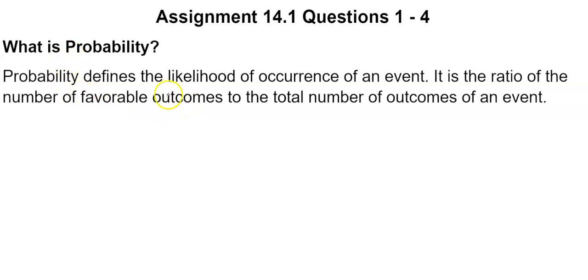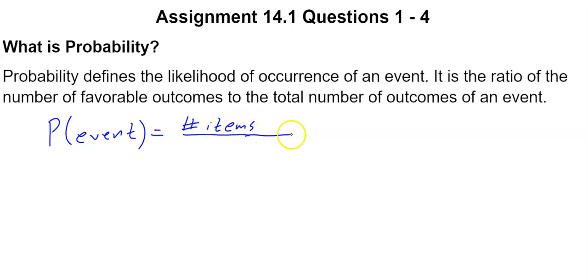So what is probability? Probability defines the likelihood of an occurrence of an event. So how you are going to see that written, you're going to see a big P, and then we're going to list whatever the event is in parentheses, and it's going to equal a fraction. So it is the number of favorable outcomes over the total number of outcomes for that event. So it's going to be the number of items desired over the total number of items or outcomes. When I say items, it could also be outcomes.